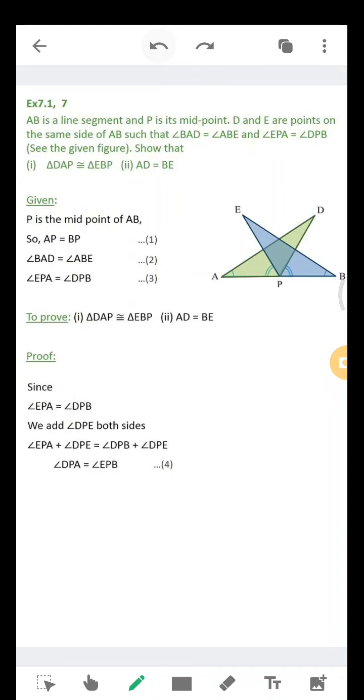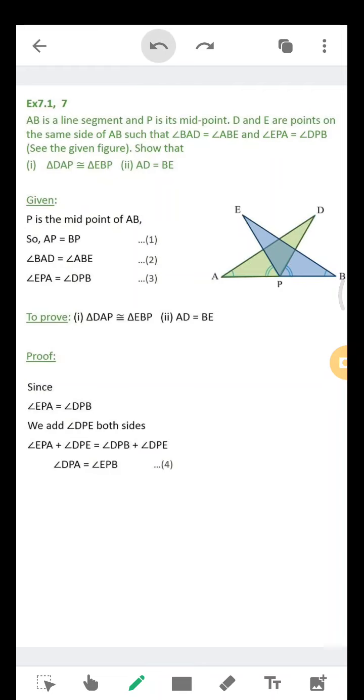Then I'll add the missing part, that is the DPE missing part, on both the sides. So EPA plus DPE, or EPD, or DPE you can say, gives you APD, or you can say DPA, that doesn't matter. Then DPB, this angle, plus DPE, add these two, what will you get? You will get BPE, or EPB. You will get the complete angle by adding. So you can do this whenever you need a complete angle. So we have got equation number 4.